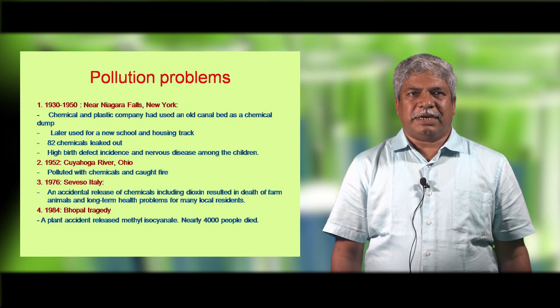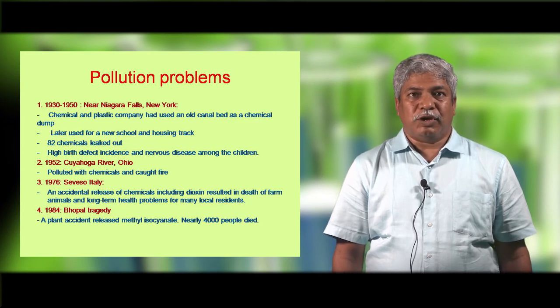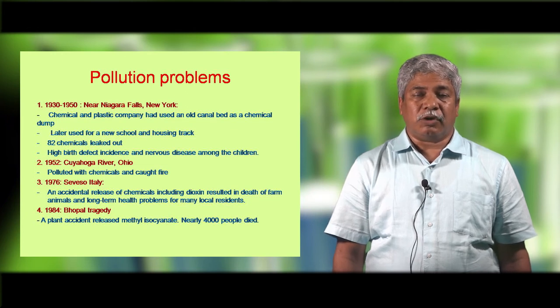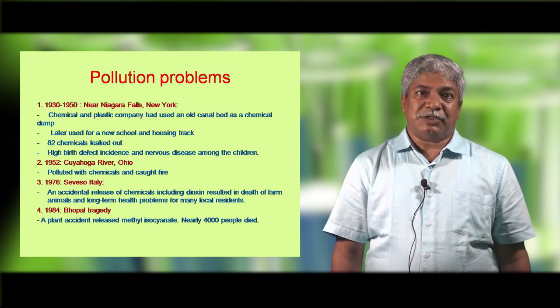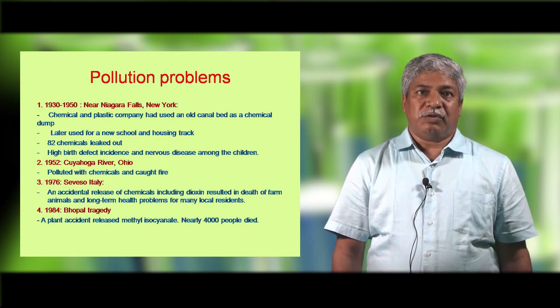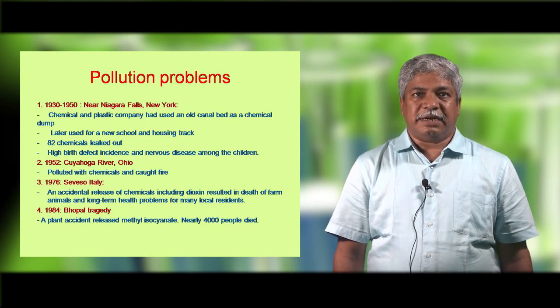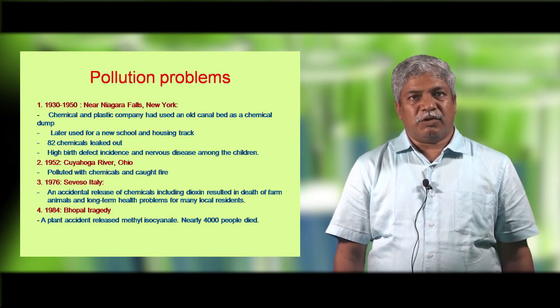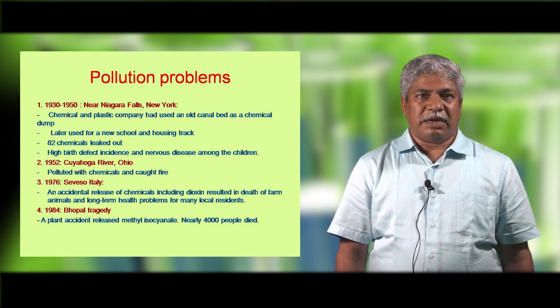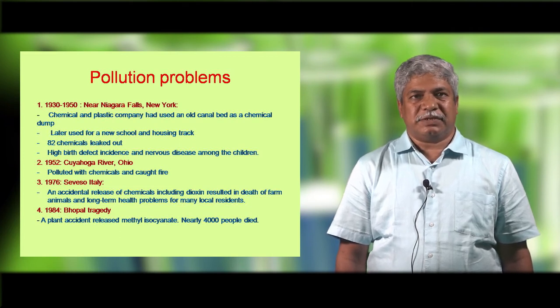Then the Cuyahoga River in Ohio became so polluted that the river caught fire. Not only once or twice, at least 12 times the river has caught fire. Then one more accident, that is the accidental release of chemicals, including dioxin. It was observed in Seveso, Italy in the year 1976, which led to the death of farm animals and long-term health problems for many local residents.